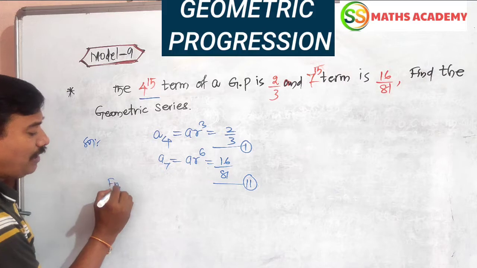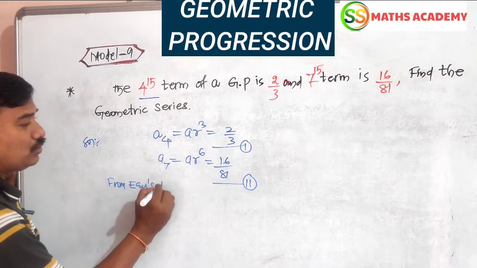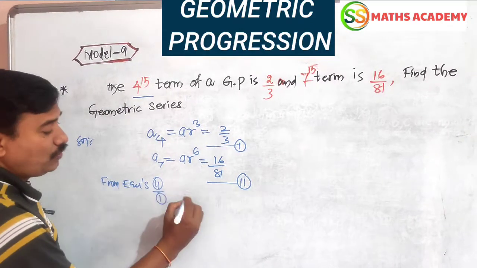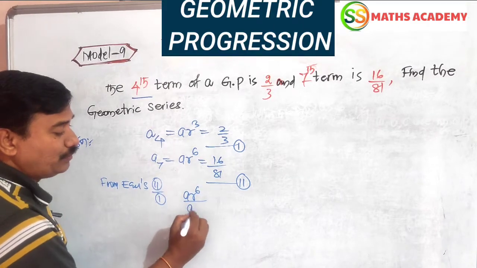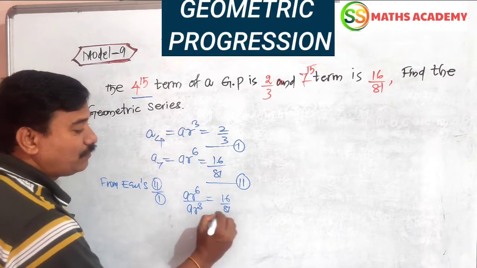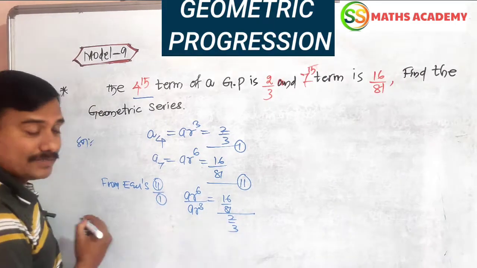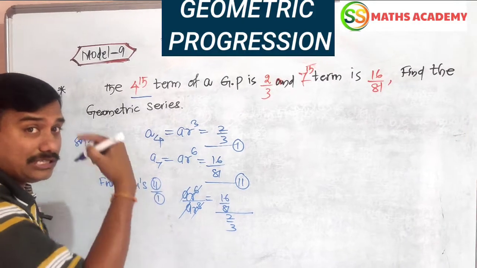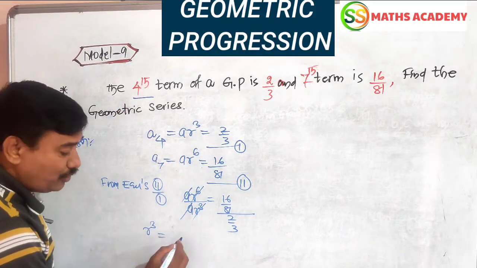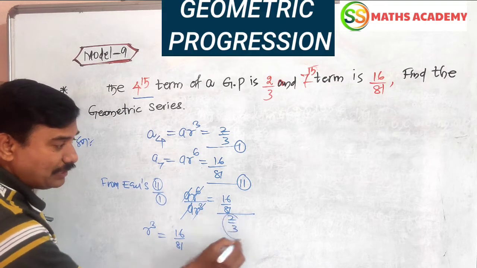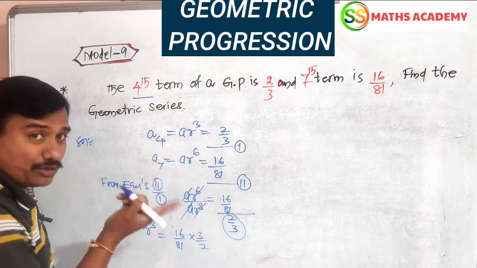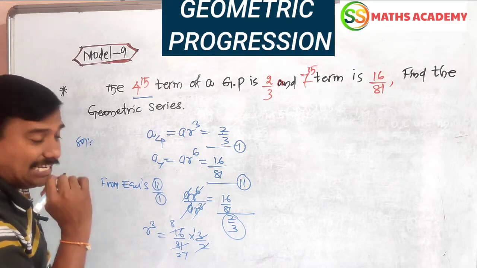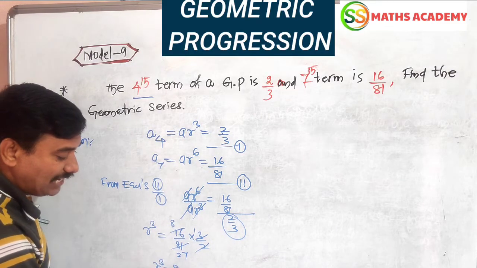Now the simple step: we divide equation 2 by equation 1, because it is a ratio, a by b. Now ar power 6 by ar cube equals 16 by 81 divided by 2 by 3. A gets cancelled. Here r power 6 and r power 3: r power 3 gets cancelled, we should get r cube. Now 16 by 81 divided by 2 by 3, it becomes the reciprocal, 3 by 2. 2 ones are 2, 2 eights are 16. 3 ones are 3, 3 twenty-sevens are 81. So we are getting r cube equals 8 by 27.